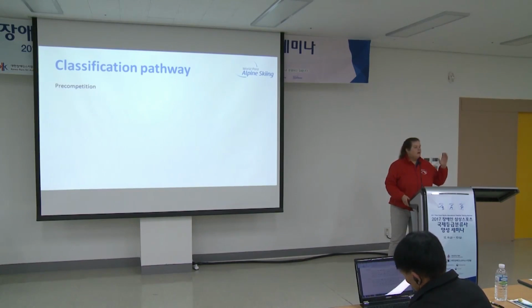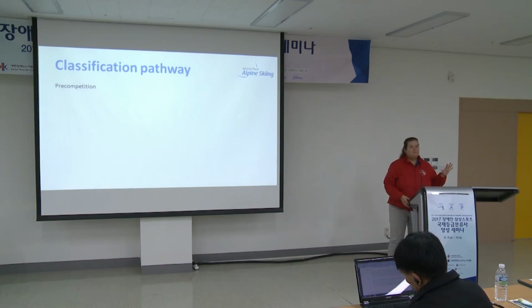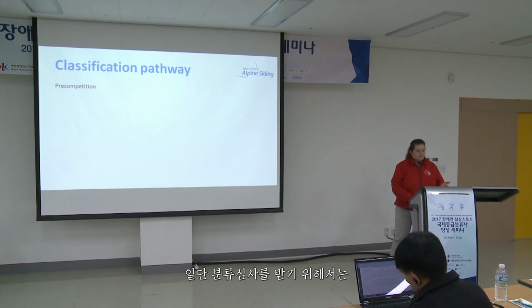And then after 3 o'clock, we have 5 different stations where our athletes are, and you can classify them in the right way. So we will make 5 groups, and you can train. But first, a little bit of rehearsal of what we learned in the classification pathway.